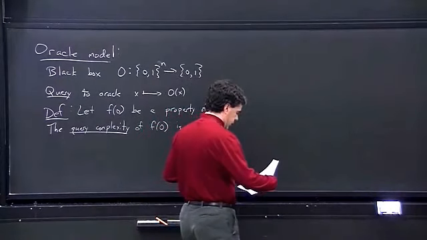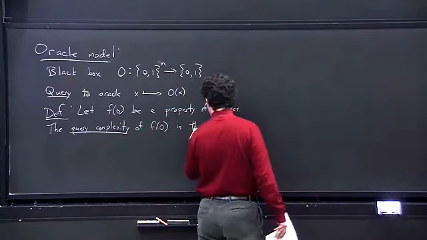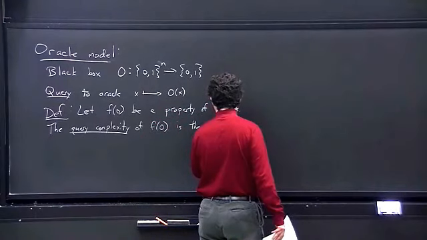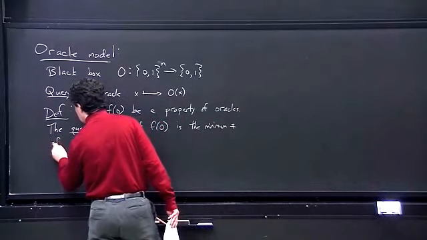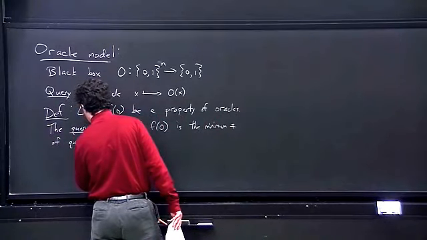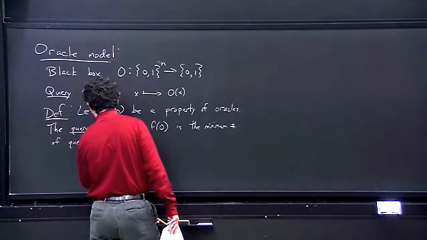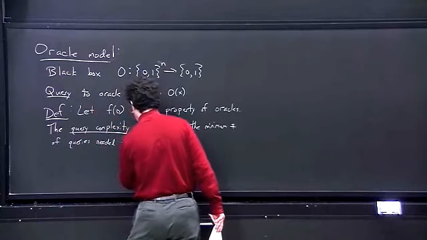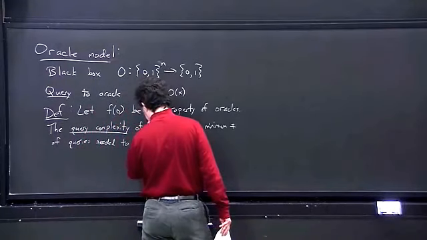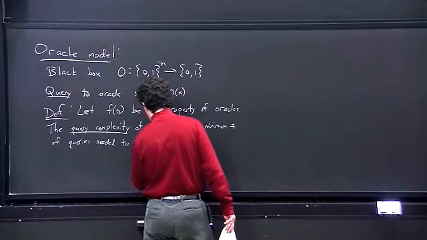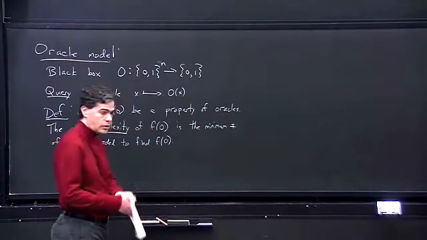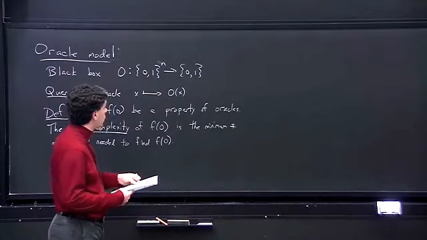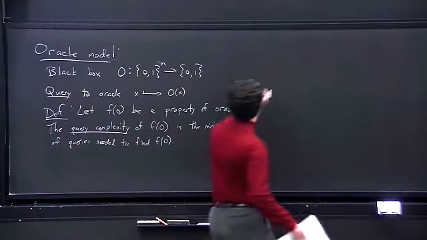And the query complexity is simply the minimum number of queries needed to determine this function. Okay. So let me give you an example.